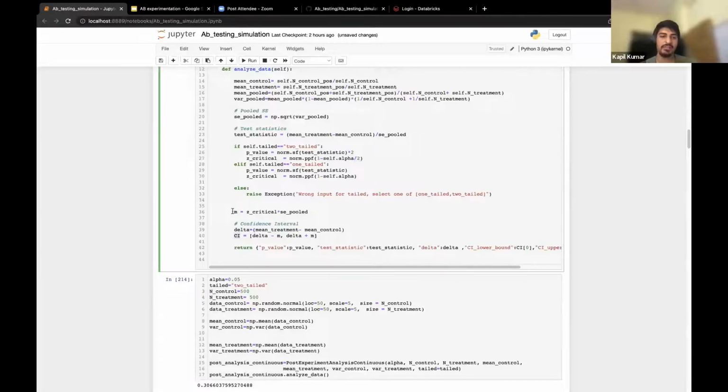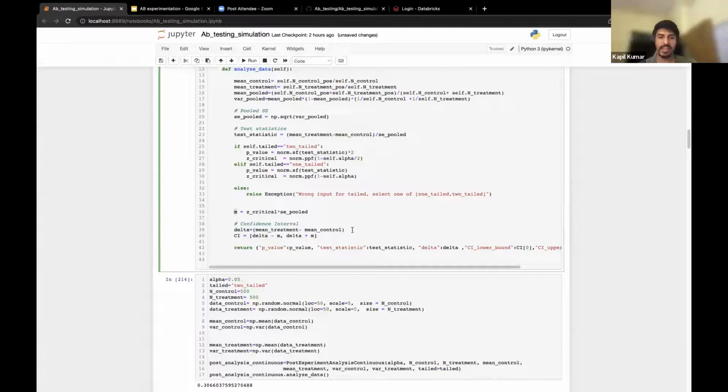Similarly, for the confidence interval, the formula that we showed, basically the z-critical value times the pooled standard error. So we are adding it when we are trying to look at the positive side of it, and we are subtracting when we are looking for the negative side of it.